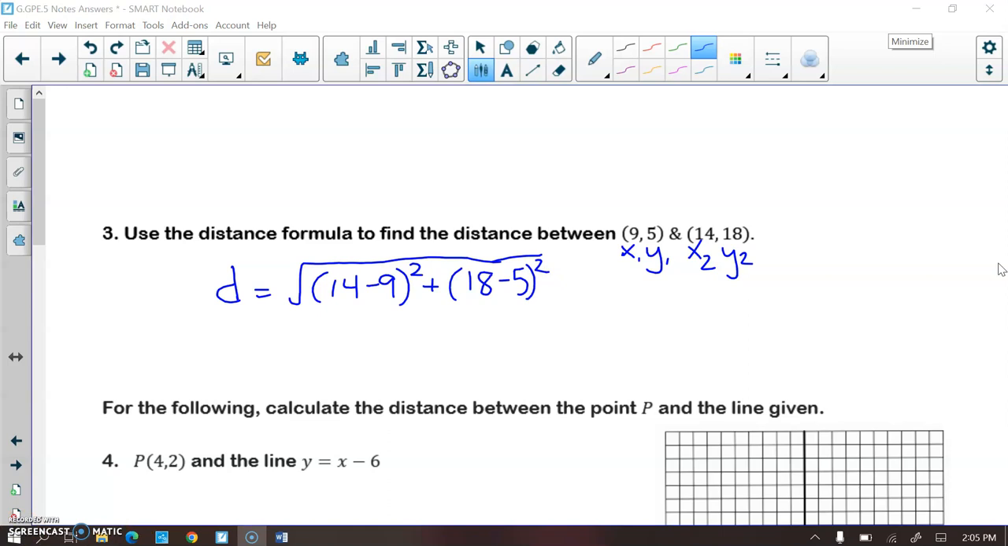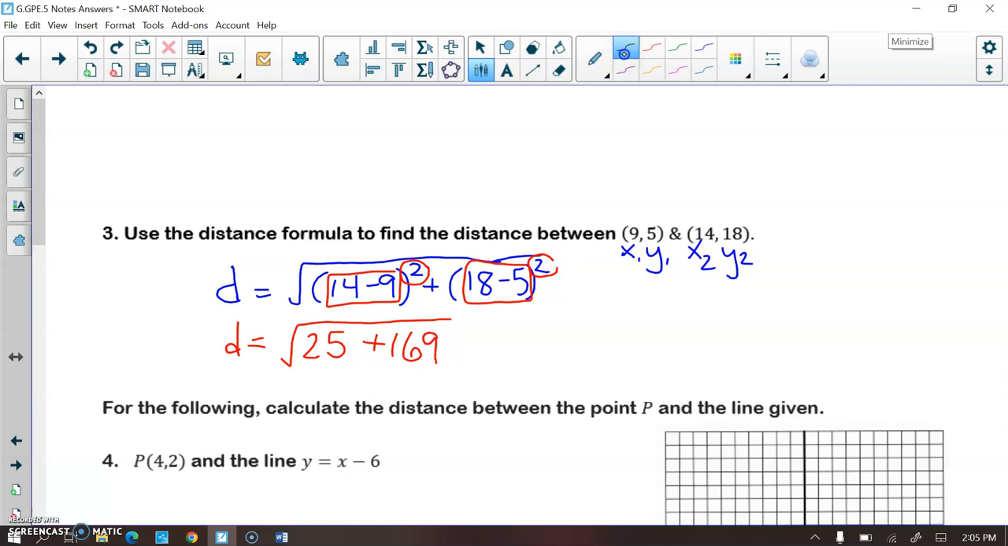So first, we must follow the order of operations, which says to simplify the parentheses. So 14 minus 9 is a 5, and then we can square it. So a 5 squared is a 25. And then plus an 18 minus a 5 is a 13, and a 13 squared is a 169.